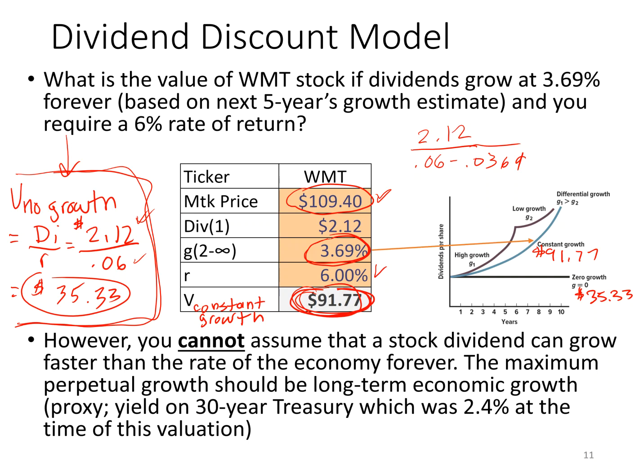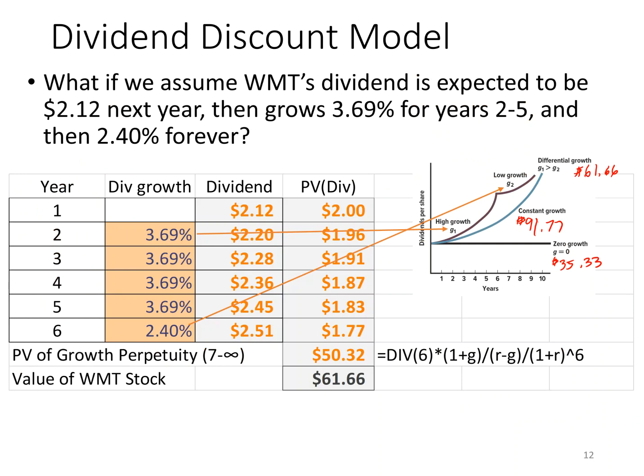Now, an estimate for the perpetual growth of the economy, some suggest, would be to just take the 30-year Treasury bond yield, which at the time of doing this was about 2.4%. So I would never assume a perpetual growth rate greater than about 2.4%. If I want to still use the 3.69%, what I can do is use this model where I'll use 3.69% for the next 5 years, then assume it grows at 2.4% forever. So let's go ahead and do that valuation.